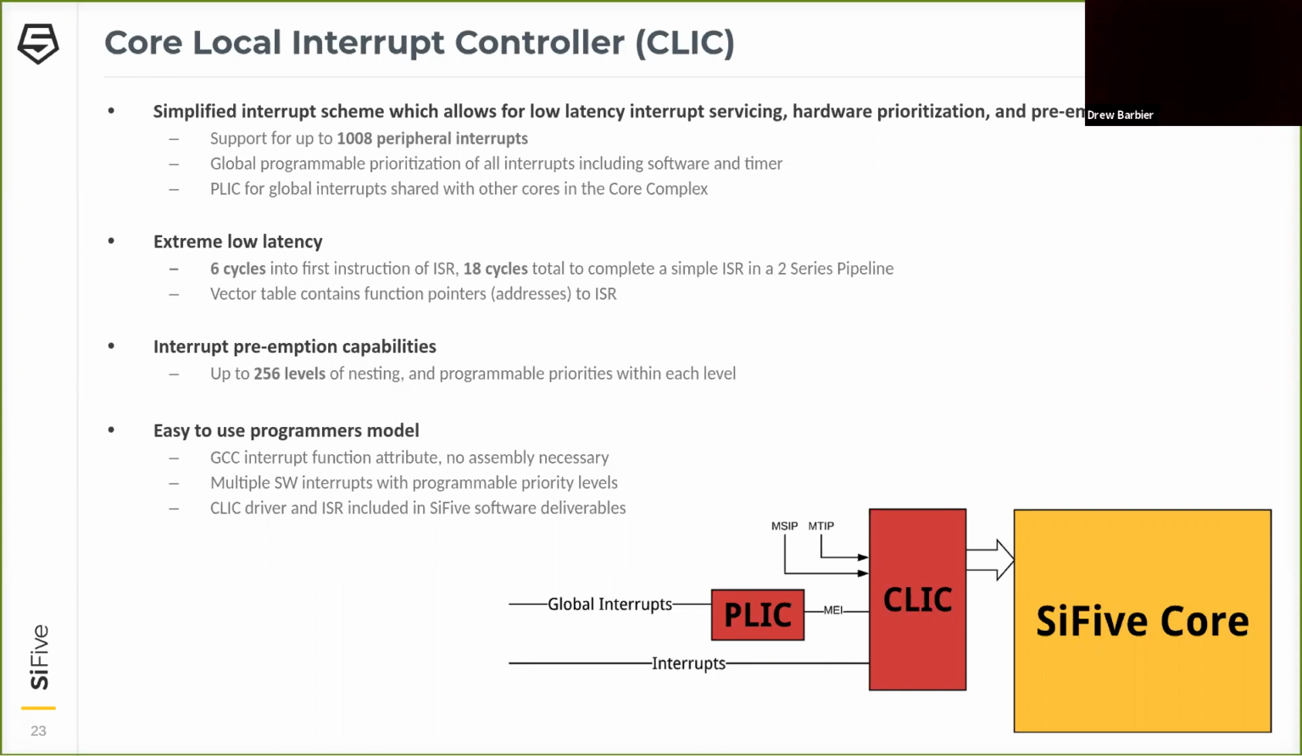Now, the CLIC can have up to 256 levels of nesting, and within the levels, you can have programmable priorities as well. And then the CLIC also has an easy-to-use programmer's model, and I have a slide on this in the next slide. But there's GCC function attributes that you can use entirely, so that your entire ISR and application can be written in C code and not have to go down to the assembly level.